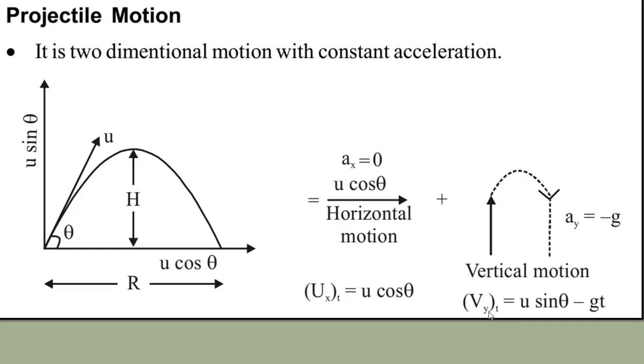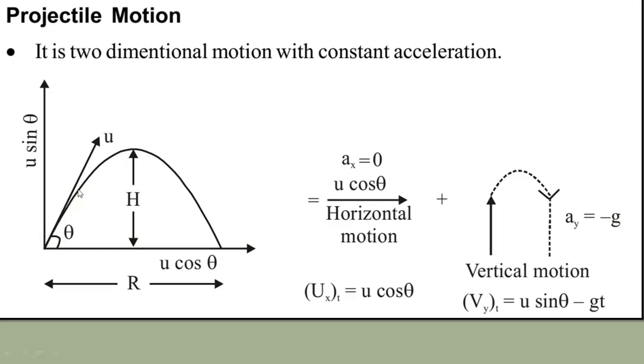Now projectile motion. Projectile motion is two-dimensional motion with constant acceleration. We plot the x-axis with u cos theta and the y-axis with u sin theta. These are the components of velocity, where u is the initial velocity. This is the projectile motion.